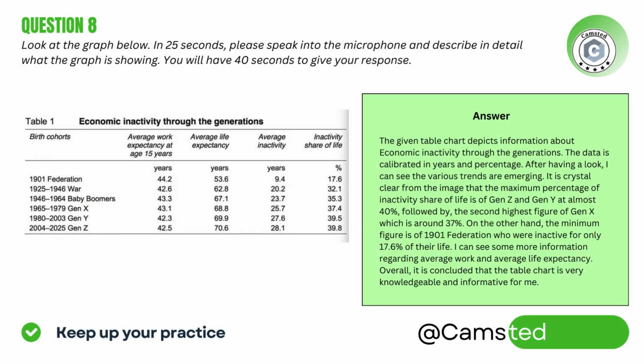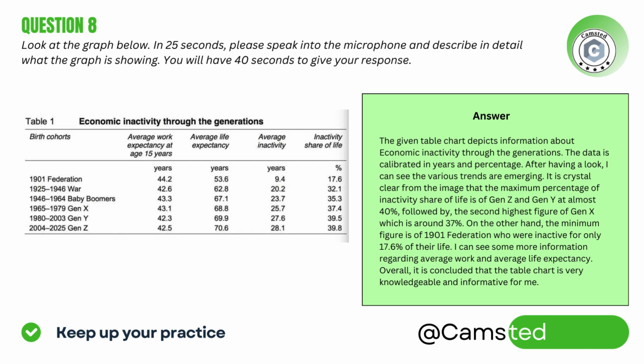The given table chart depicts information about economic inactivity through the generations. The data is calibrated in years and percentage. It is crystal clear from the image that the maximum percentage of inactivity share of life is of Gen Z and Gen Y at almost 40%, followed by the second highest figure of Gen X, which is around 37%.